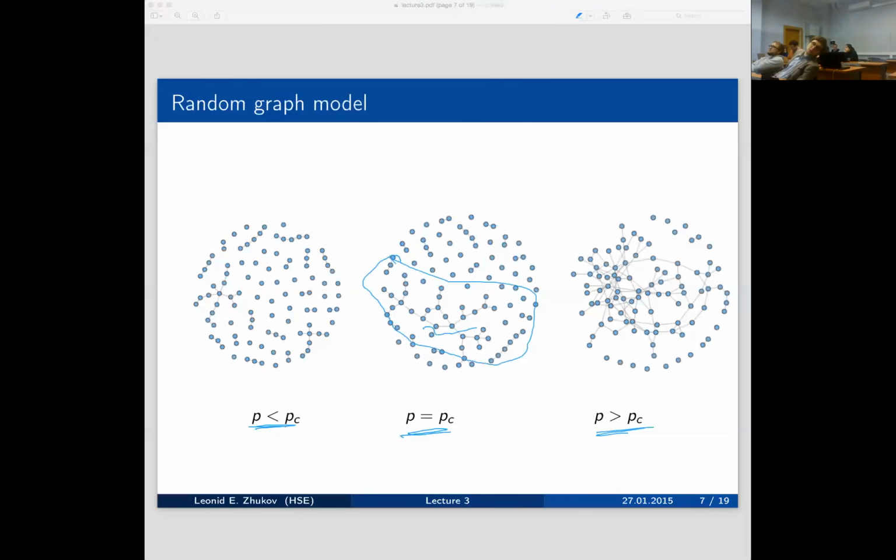Does this number depend on n? Say it again, I'm sorry. Does p_c depend on n? So p_c is a critical value, right? And we will actually find the critical value, and it does depend on n, on the number of nodes in the graph. Yes.